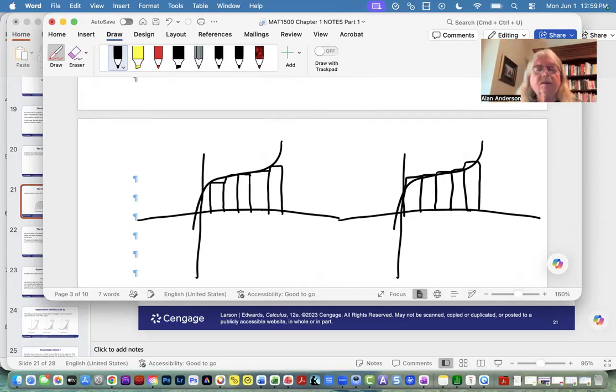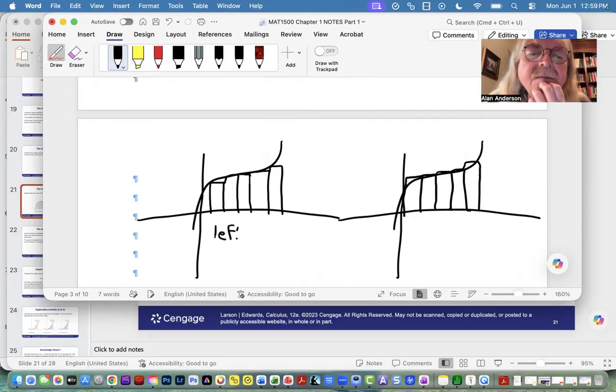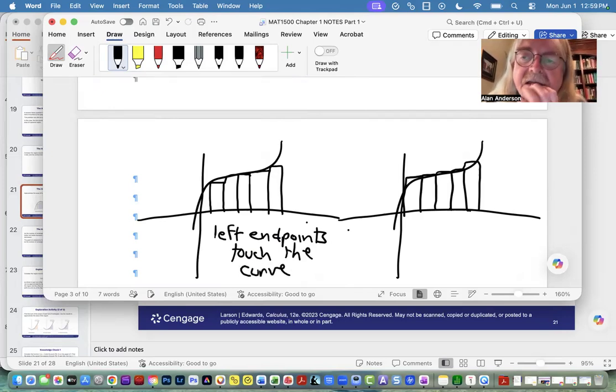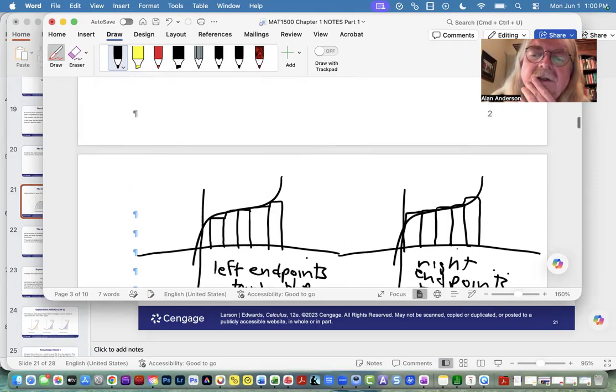So in other words, on the left-hand side, the left endpoints touch the curve, and then we describe the rectangle from there. And then over here, it's the right endpoints that touch the curve.